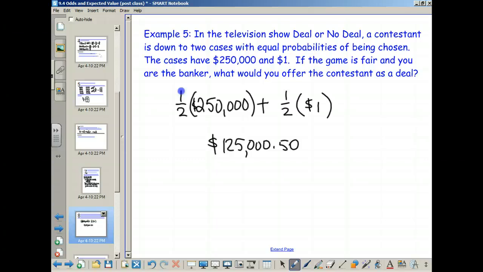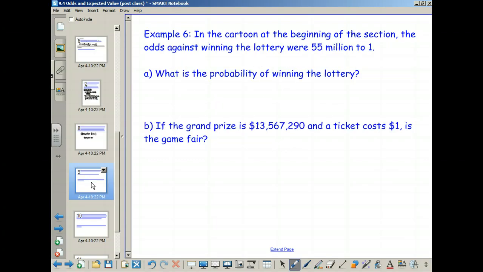All right, we're going to do another one. There's a cartoon at the beginning of your section. I'm sure it's still in this edition of the book. The odds against winning the lottery were 55 million to 1. Good luck. What is the probability then of winning the lottery? That's a different question, right?